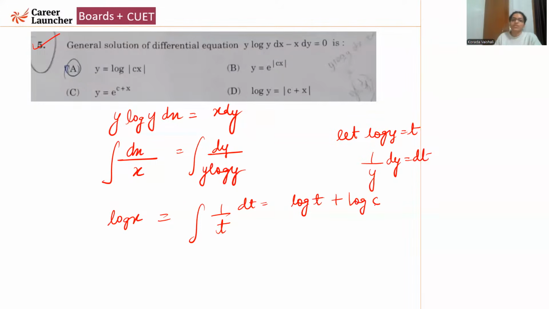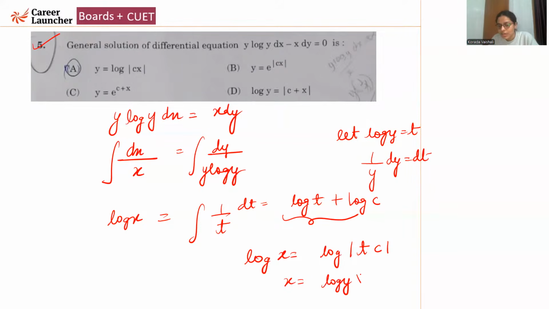Plus log of C, because all the terms are in terms of log, so I'll assume the constant to be log of C. So which option is correct then? Combine both the logs by applying the property of log A plus log B, which is log of AB. So it is log of T and C, equate both the expressions. So T is log of Y into capital C.